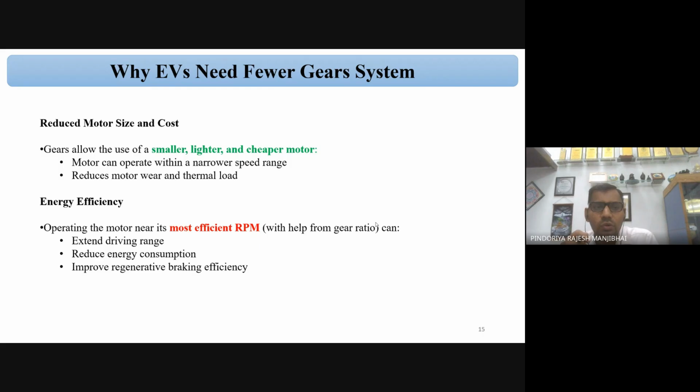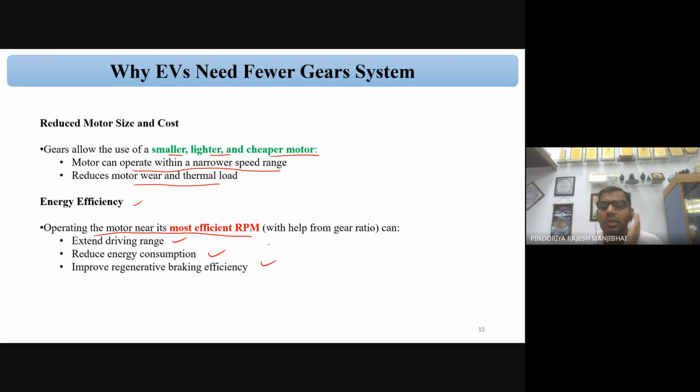Reduce the motor size and cost. There is another advantage: gears allow us to use a smaller, lighter and cheaper motor. Suppose we have a gear system, then we can reduce the size and weight of the motor. The motor can operate within a narrow speed range, reducing motor wear and thermal load. Energy efficient: operating the motor near the most efficient RPM. We can say 100% efficient, but 100% efficient is not possible. Extend the driving range, reduce the energy consumption, and improve the regenerative braking efficiency.